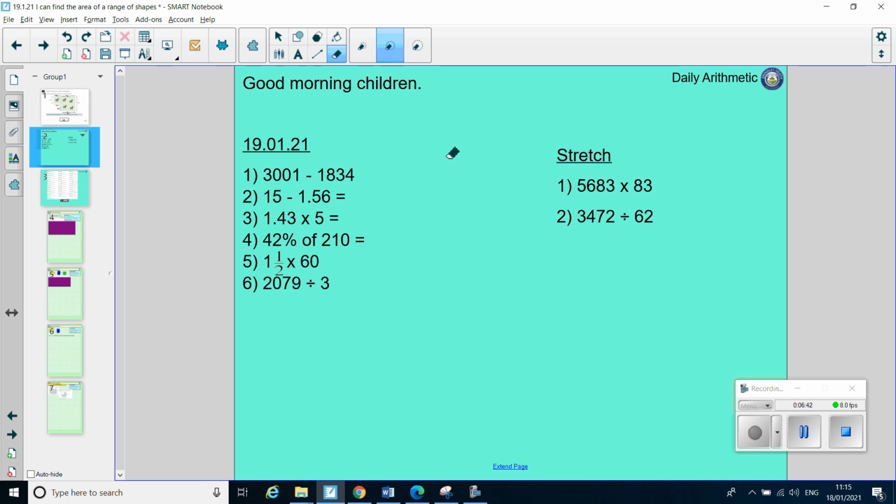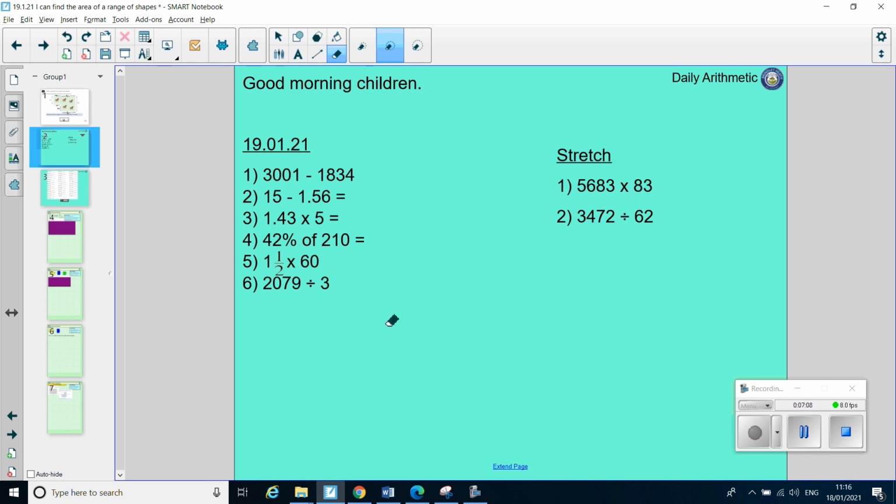Okay, question 5, we've got what is 1.5 times 60? I break this one down, and first of all, I would do what is 1 lot of 60? And then I would ask myself, what is half of 60? So 1 lot of 60 is 60, half of 60 is 30. So altogether, my answer for number 5 is 90.